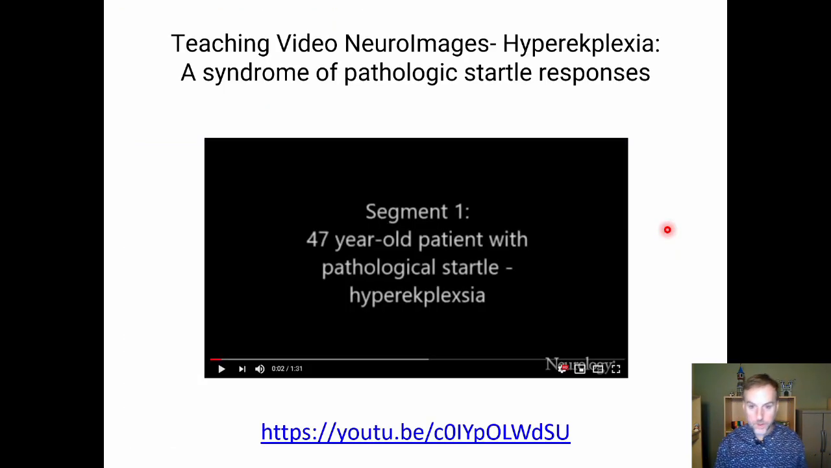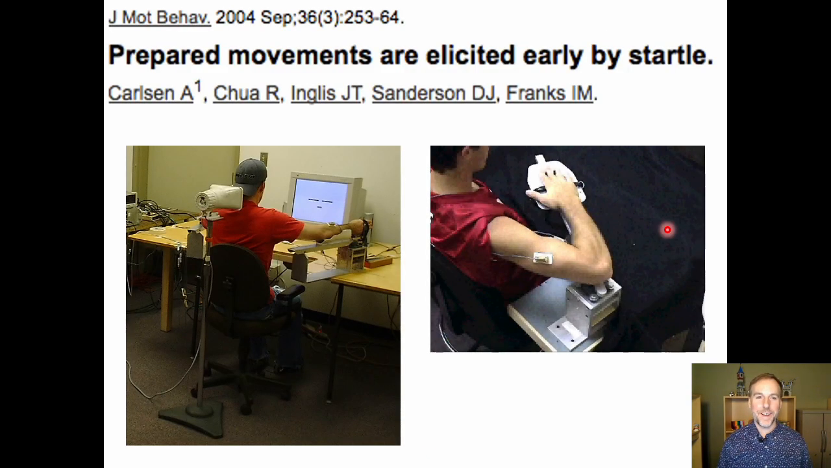All right, so we saw there what the startle response looks like. The more interesting part that we're going to focus on now is what happens when you're prepared to make a movement and you get startled. And that we tested in the lab.